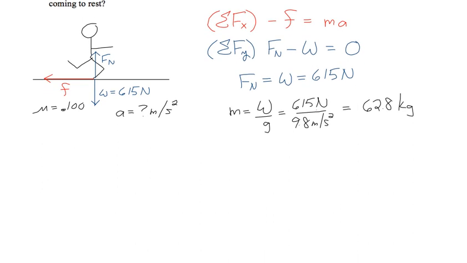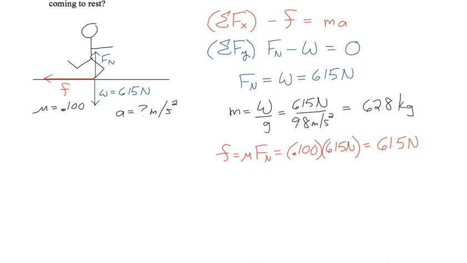What can I solve for now? I can solve for friction using the formula that friction equals mu Fn, because I have the mu and I have the Fn. So now I'll have the friction. 0.100 times the normal force, 615. Don't need a calculator for that. It's going to be 61.5 newtons. So there's my friction.